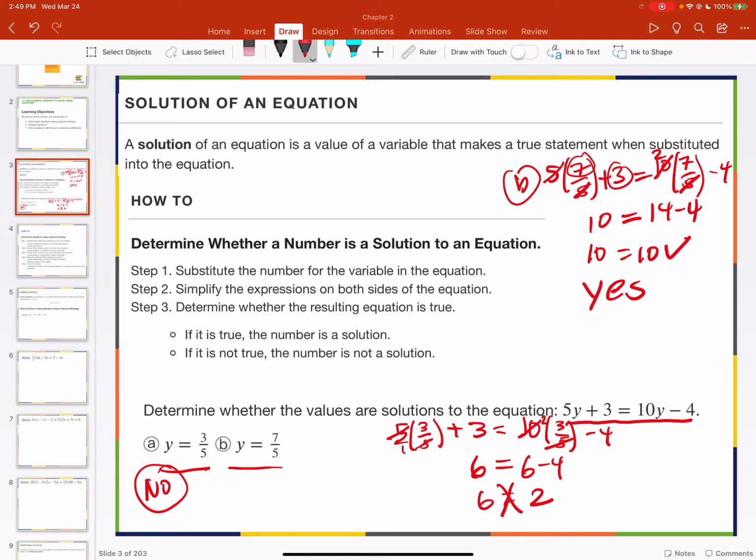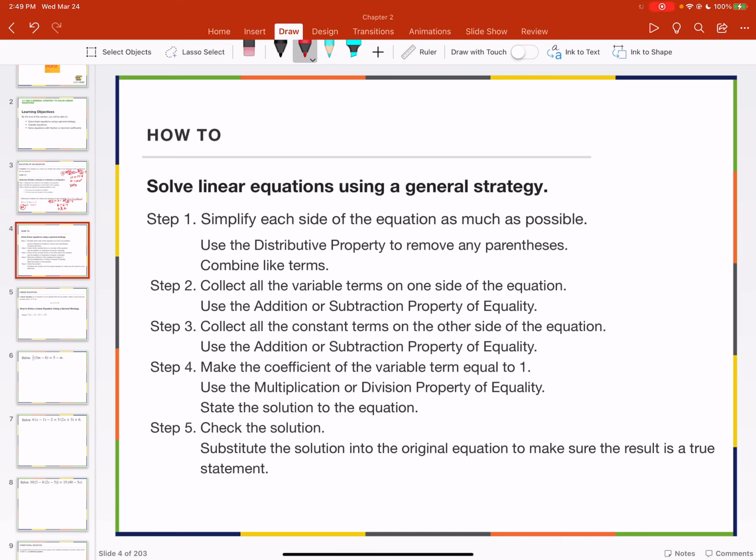But sometimes you're not given possible solutions. You're just given the equation and you need to find the solution. So what we do is simplify each side of the equation as much as possible. You can use the distributive property, combine like terms, and so on. Then we want the form variable equals some number. If you have a variable or a constant on two sides, use the addition or subtraction property of equality. Well, what is that?